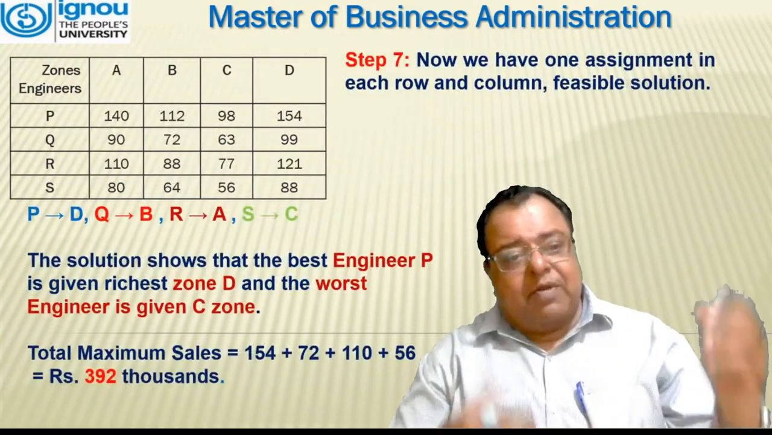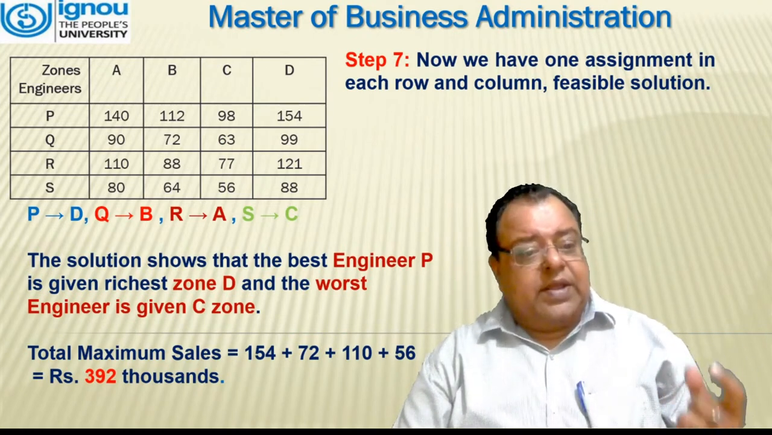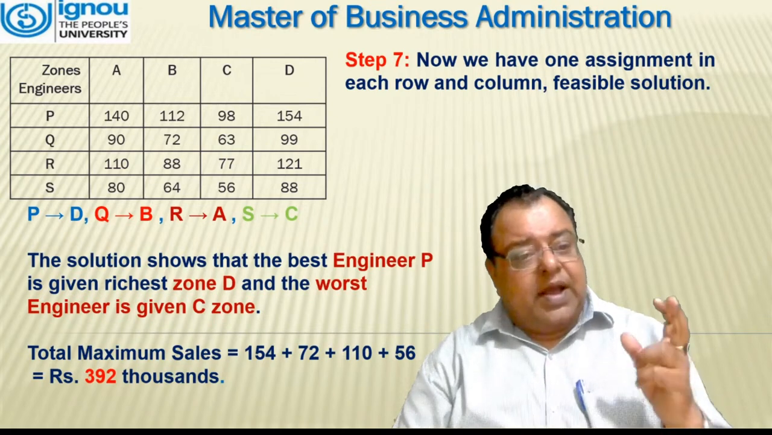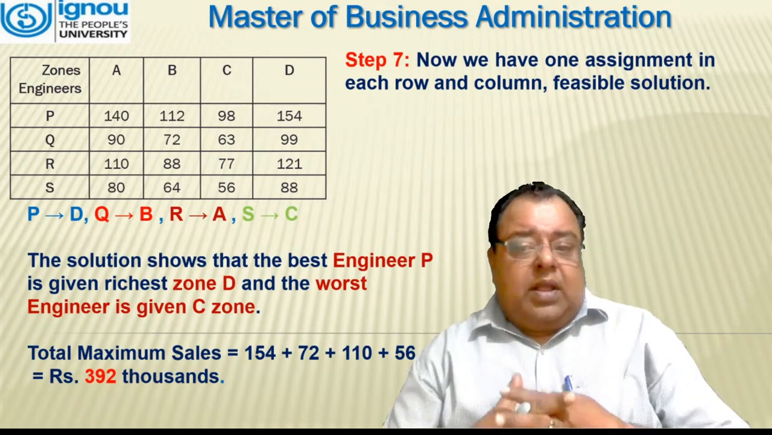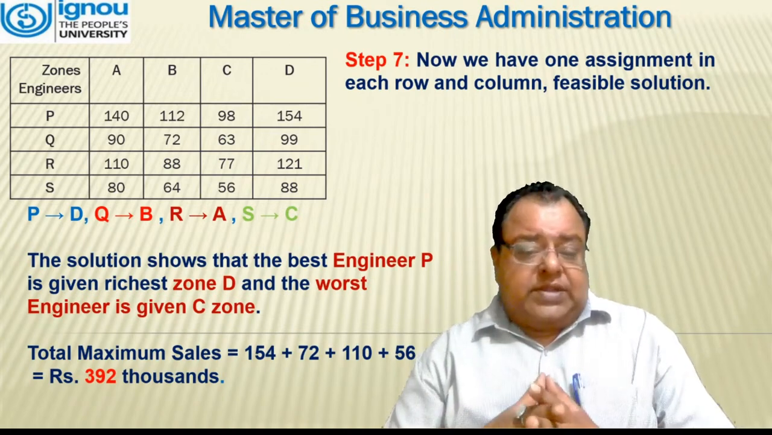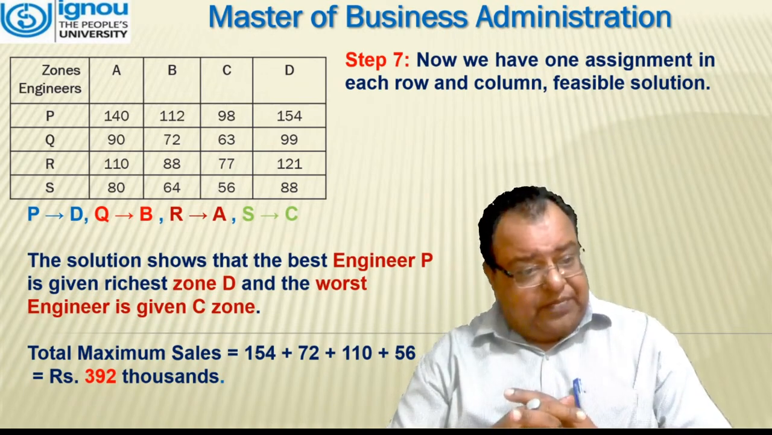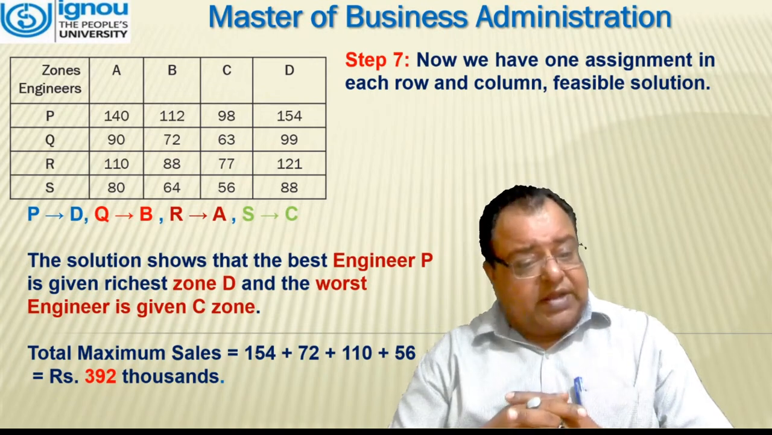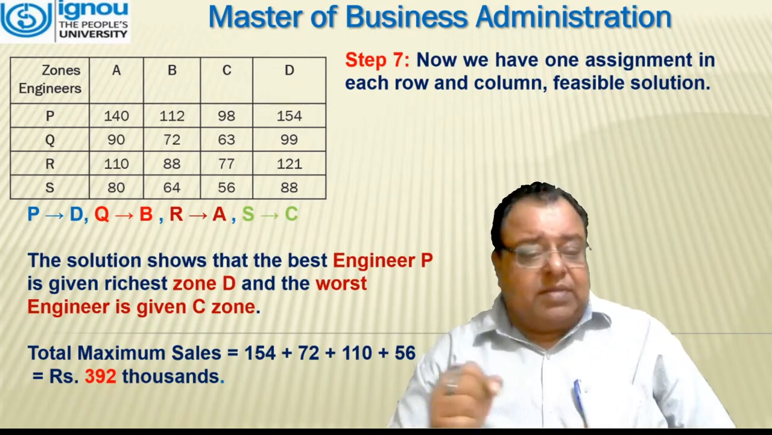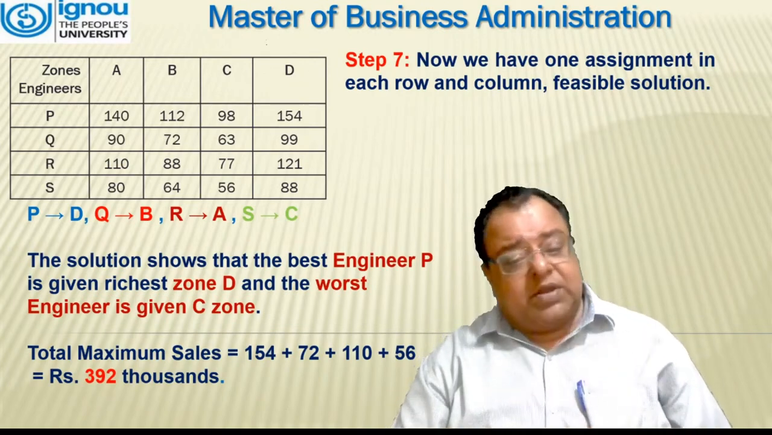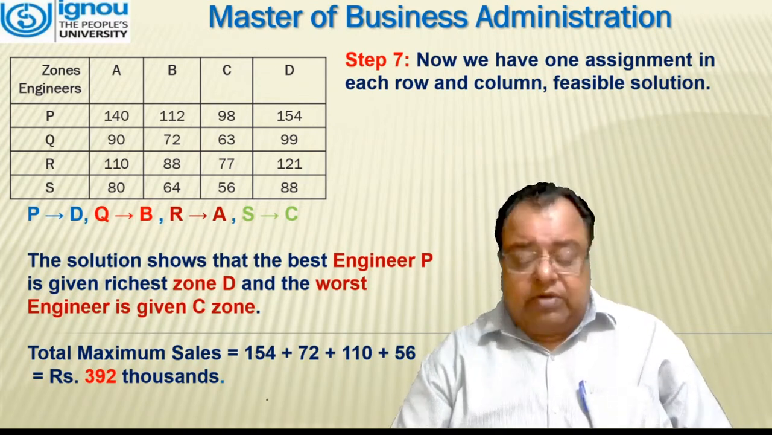Now, going back to the problem, that is P to D, Q to B, R to A, and S to C. The solution shows that the best engineer is P, given the richest zone D, and the worst engineer is given C zone. And the total maximum sales is, we will be adding all these numbers, 154 plus 72 plus 110 plus 56, which comes out to be 392,000.